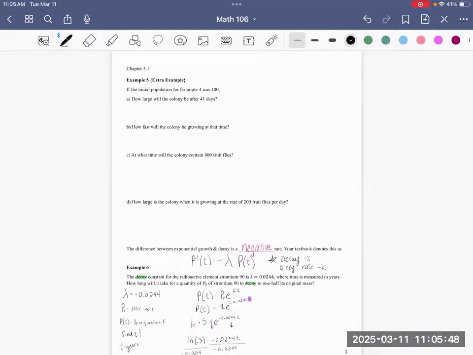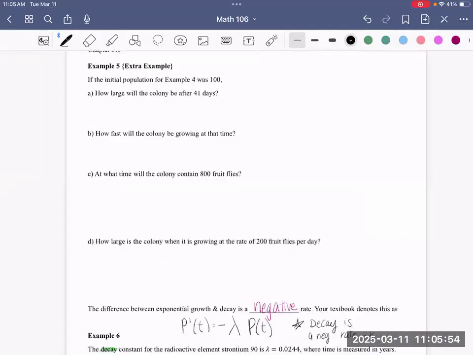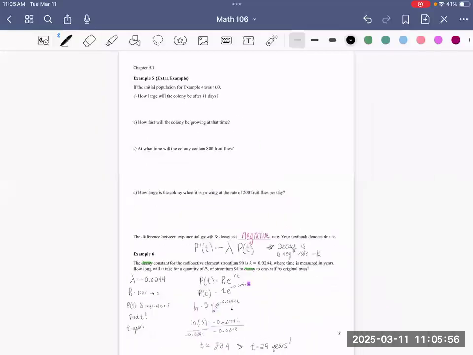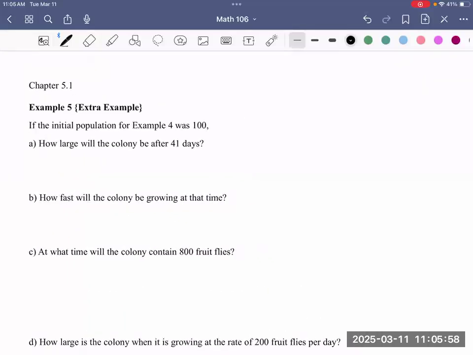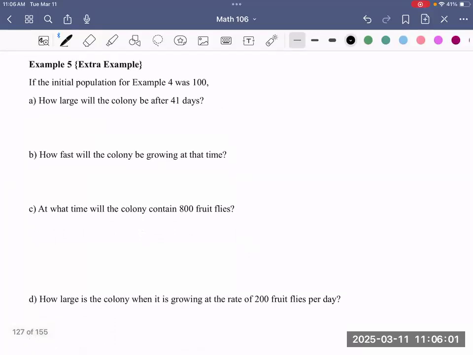Welcome to chapter 5.1 with the extra example found in this section of Math 106. This is example 5 found on page 3. So this is just kind of extra questions that I can ask you given this particular section.